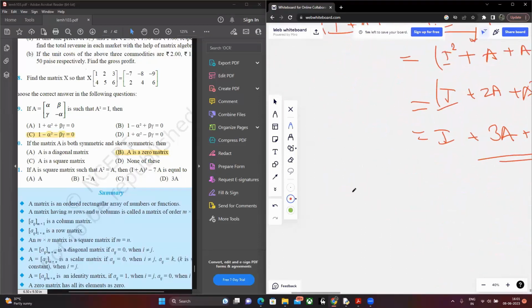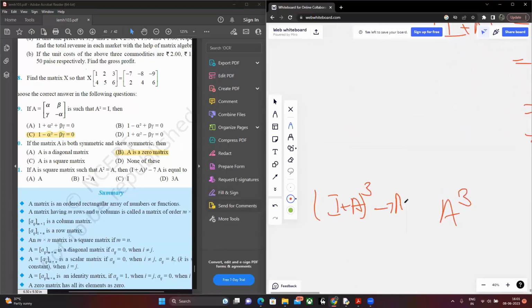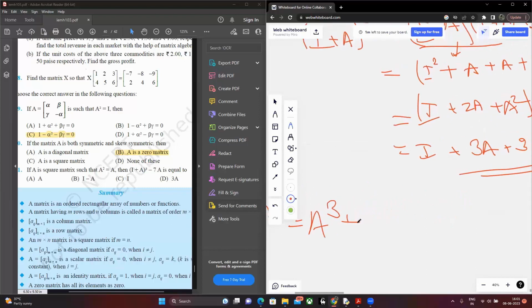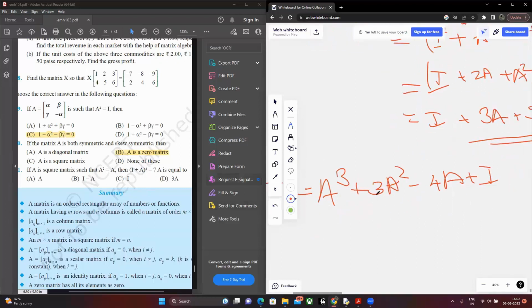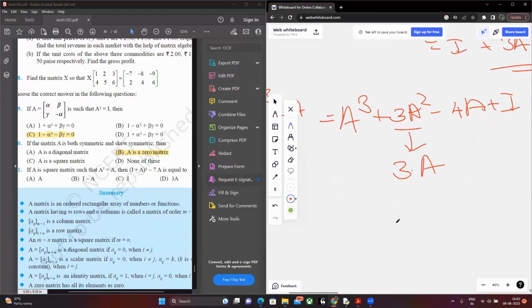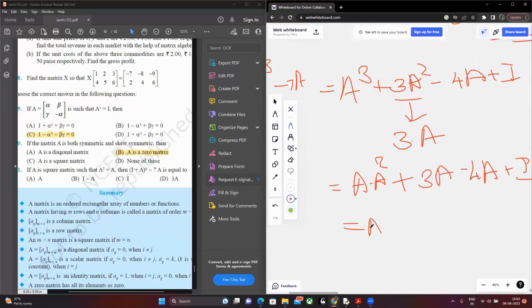Therefore, I plus A the whole cube minus 7A, this is what is asking the question, is equal to this basically translates to I plus A the whole cube minus 7A is equal to A cube plus 3A squared minus 4A plus I. Now we have the fact that A squared is A. So this is basically 3 into A, right? This is equal to A into A squared plus 3A minus 4A plus I, which is basically A into A minus A plus I, right?